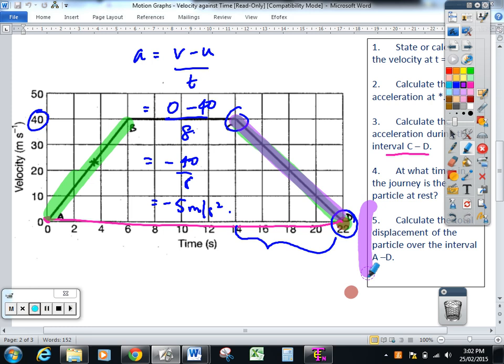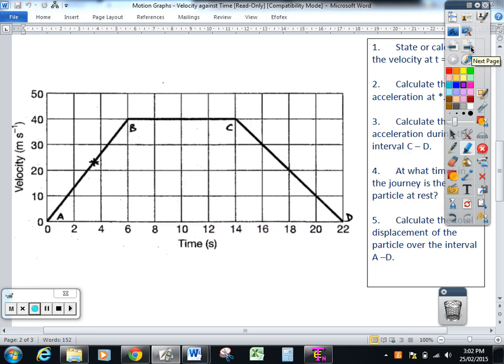calculate the full displacement over the whole time. How do I calculate the full displacement that it has moved? Right, it's the full area underneath that section. So we want the whole part. Okay, we want to find it. What shape is this? Trapezium.